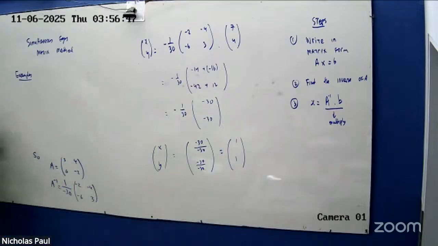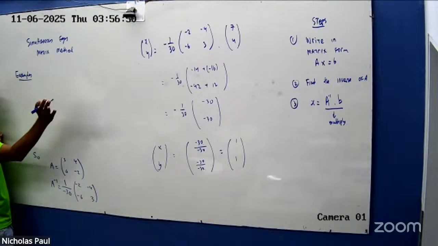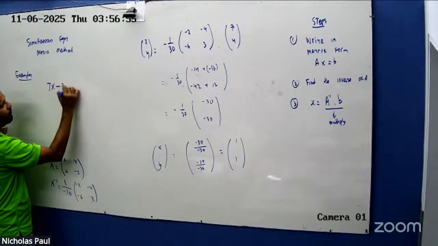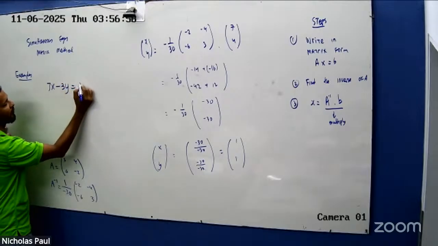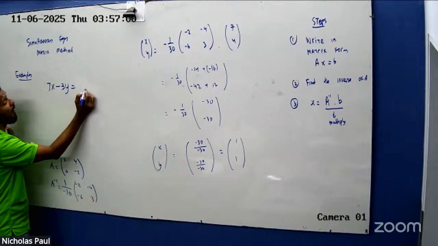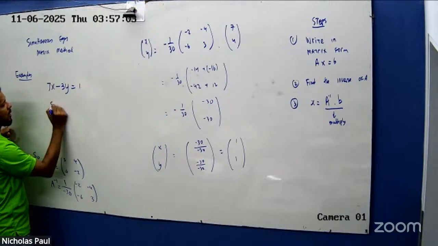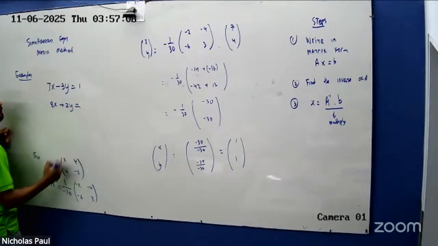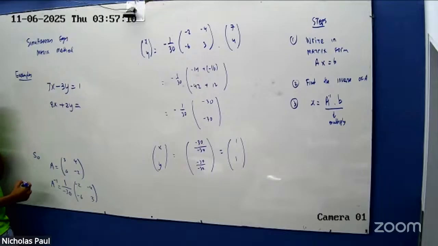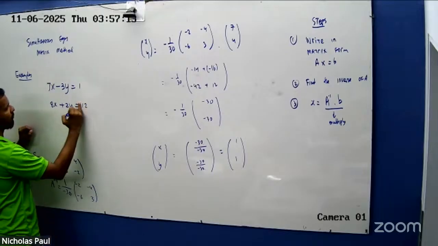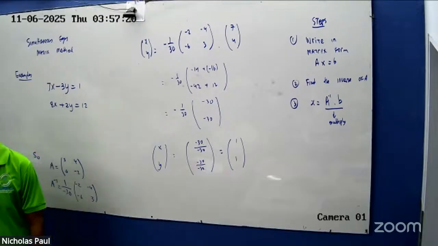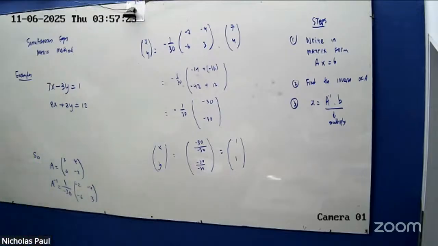All right, let's go now. Next one, number 2. Follow the matrix method, right? Whole numbers, right? The answer is whole numbers.